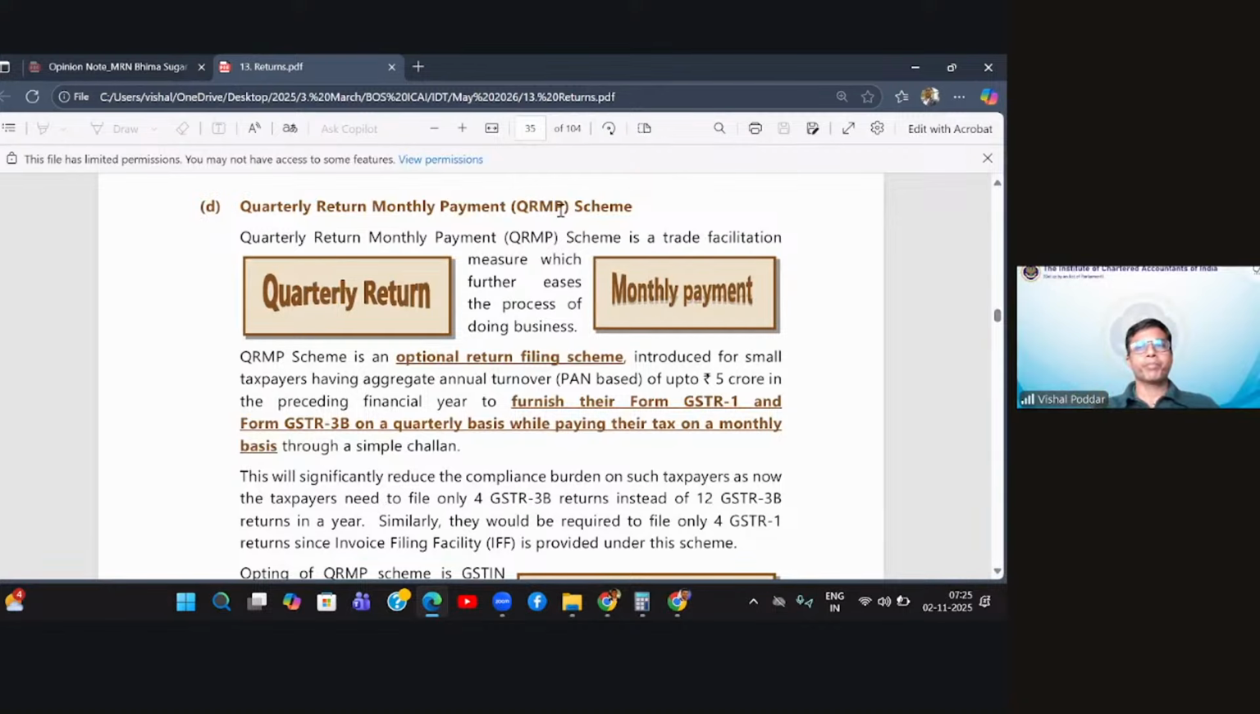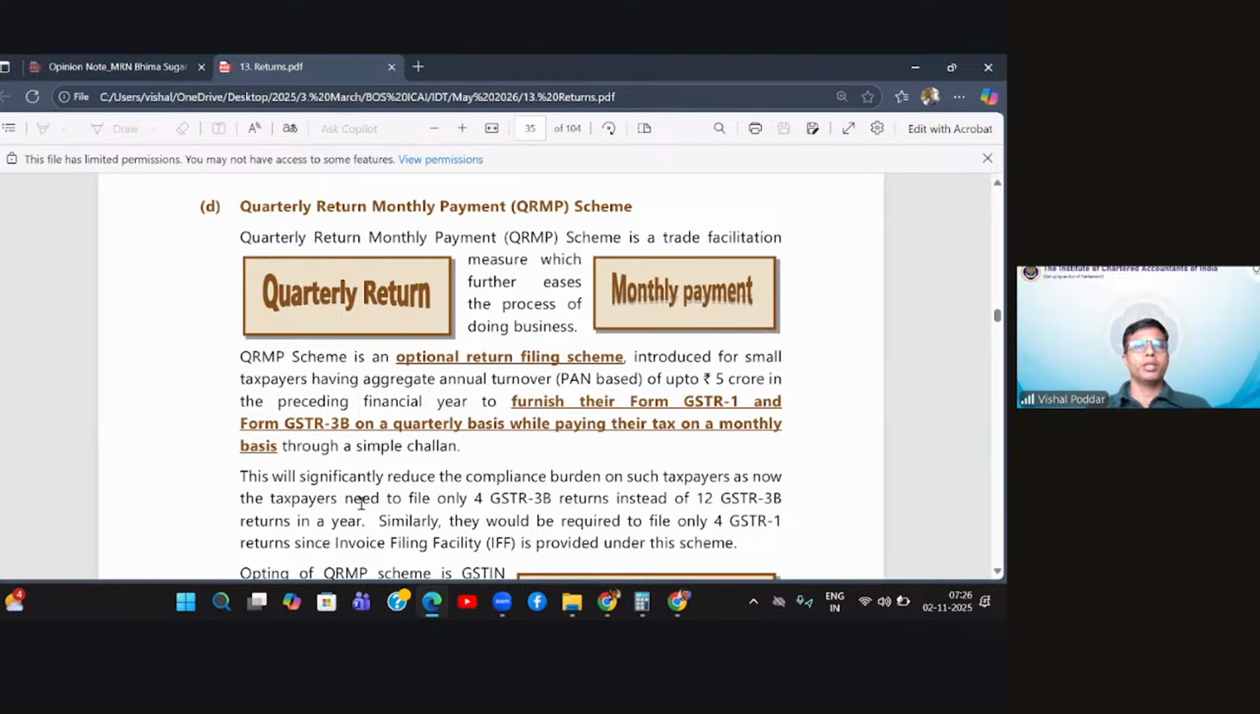So with QRMP, I am given the facility called IFF, which we discussed in the previous class also, whereby I am allowed to keep on uploading the details of my invoices using the IFF facility. The moment I upload these details, it starts reflecting in my buyer's 2A, 2B. Obviously, it has to be done by every month's due date. So for October, I should complete my IFF reporting by 11th of November so that it will appear in the same month's GSTR 2A, 2B.